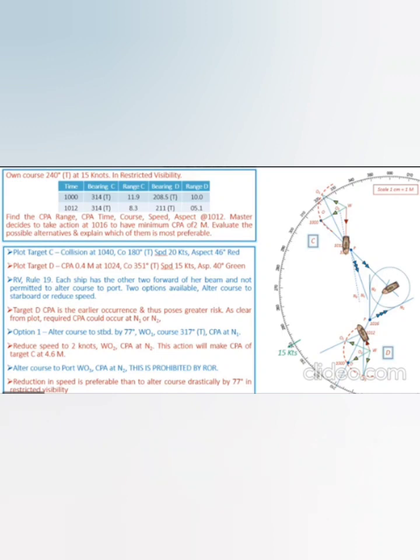Now, one more doubt, beta: the N1 CPA point, Papa November 1, we are not able to achieve that N1 CPA with reduction in speed. Now beta, look carefully here. Even if you stop your ship, that means your speed has come to 0, even then target Delta is going to pass forward of your bow, right? There is no way target Delta can go on a line of approach of Papa November 2, right beta? So there is no possibility of reduction in speed to achieve a CPA of Papa November 1.